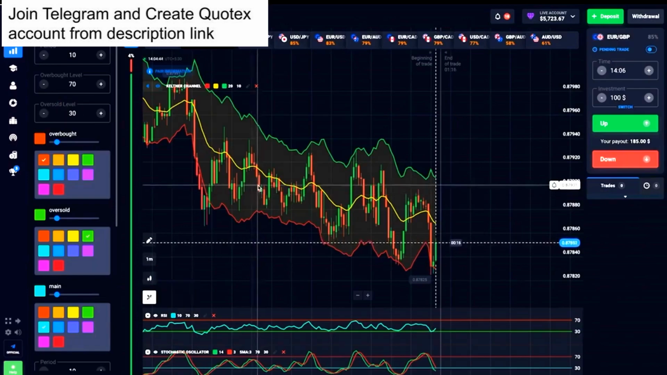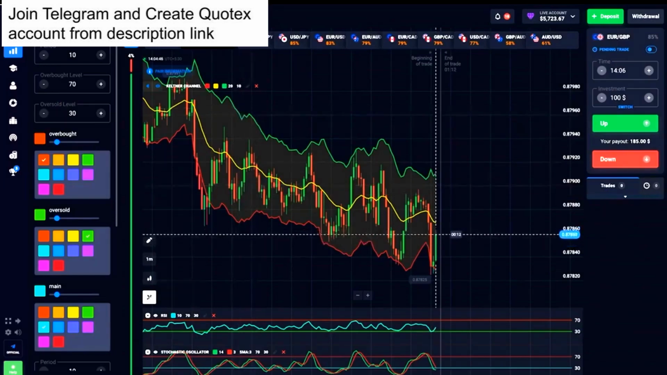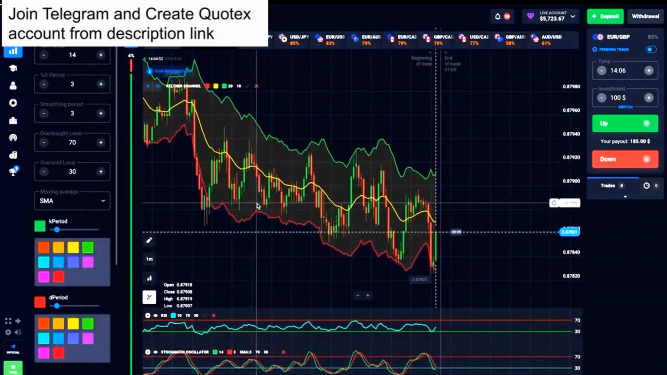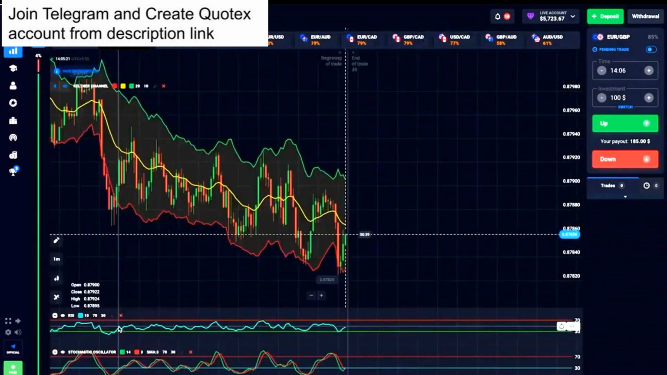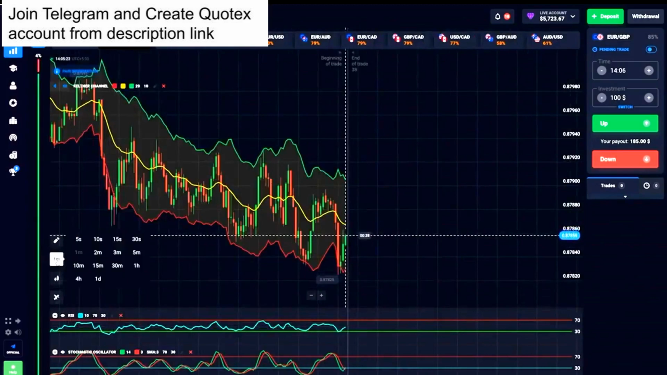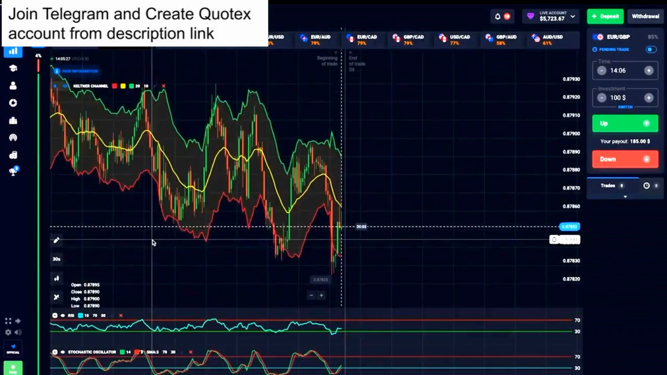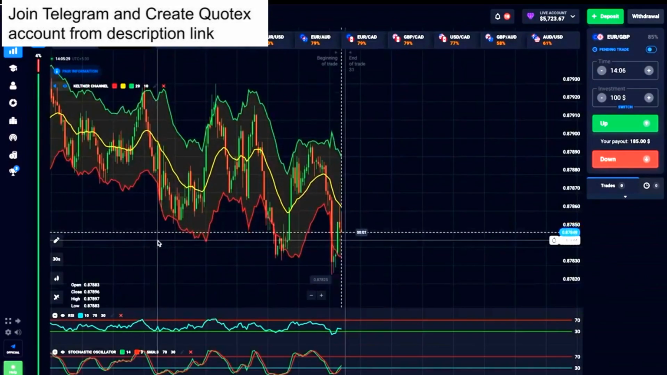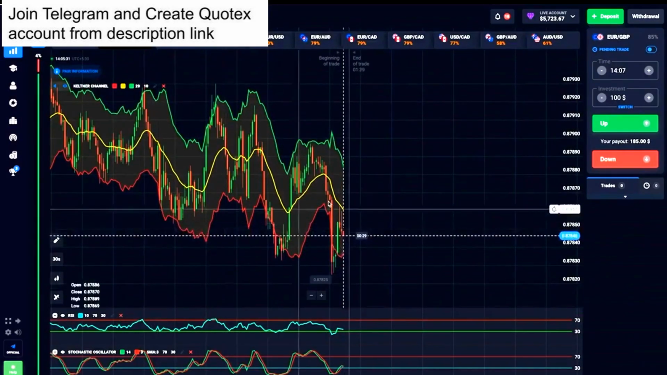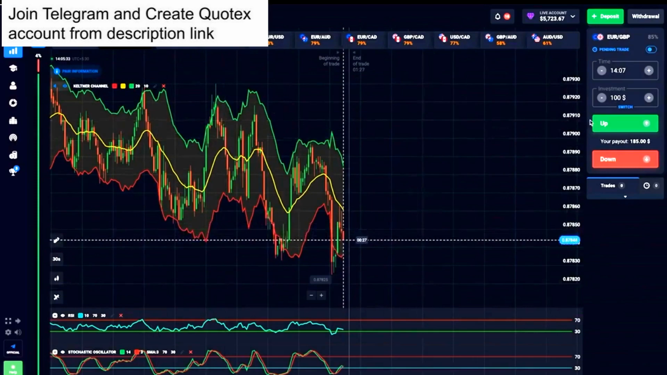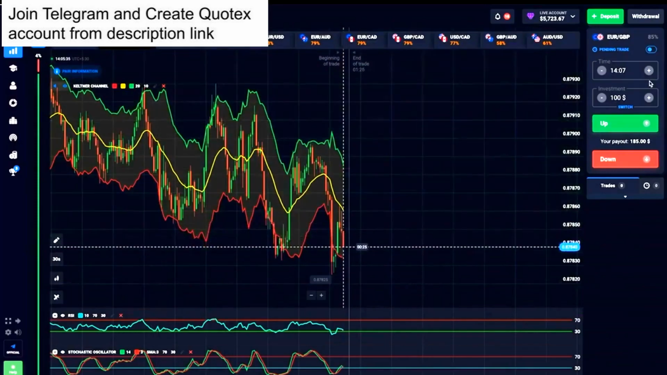You can set the colors according to your own preferences. And don't change the setting of stochastic. Now here the candle time is best at 30 seconds, and we will take a trade of 1 minute. And here the settings are complete. Now we will see the second point, where we have to place the trade and what we should look for while taking a trade.